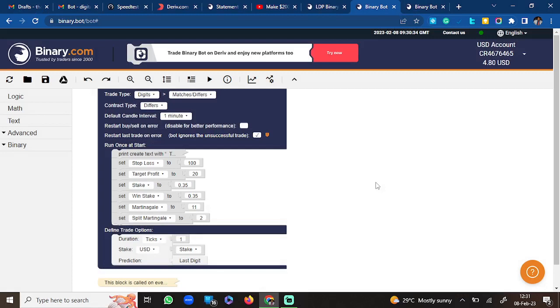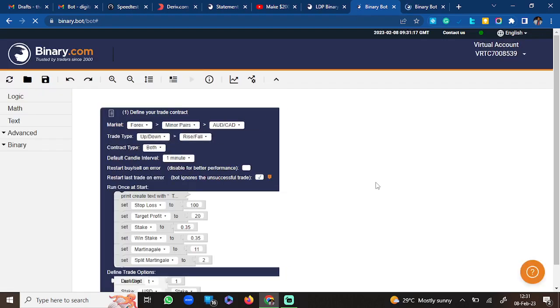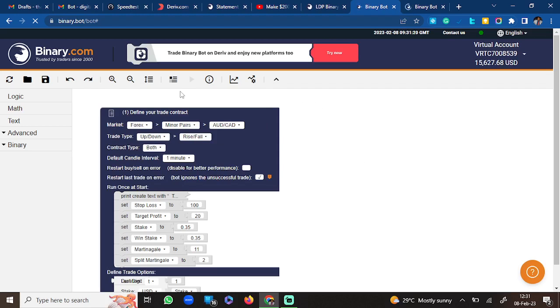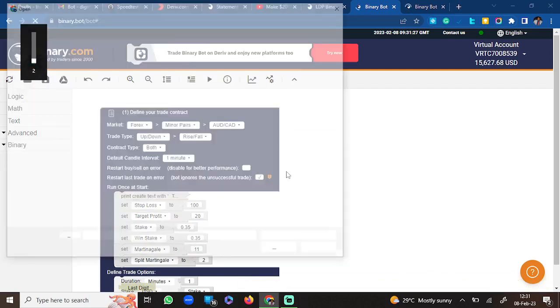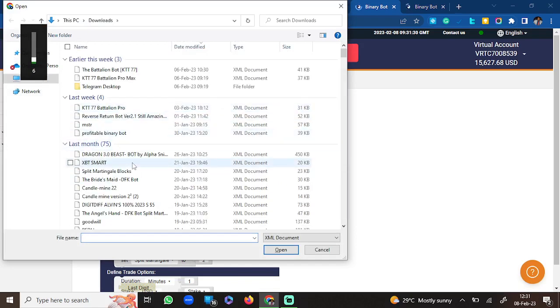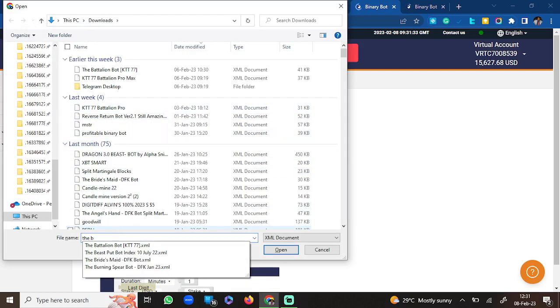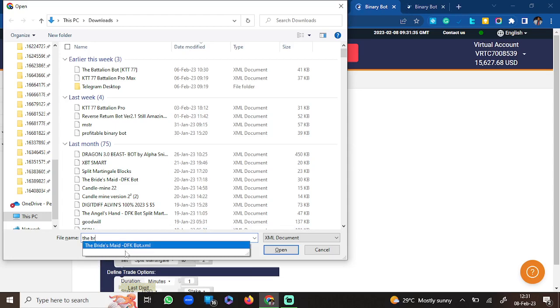Now, this one, I'm going to use a virtual account to do some test runs so that we see how it's performing. Let me just load it. We can see it's called the bridesmaid.